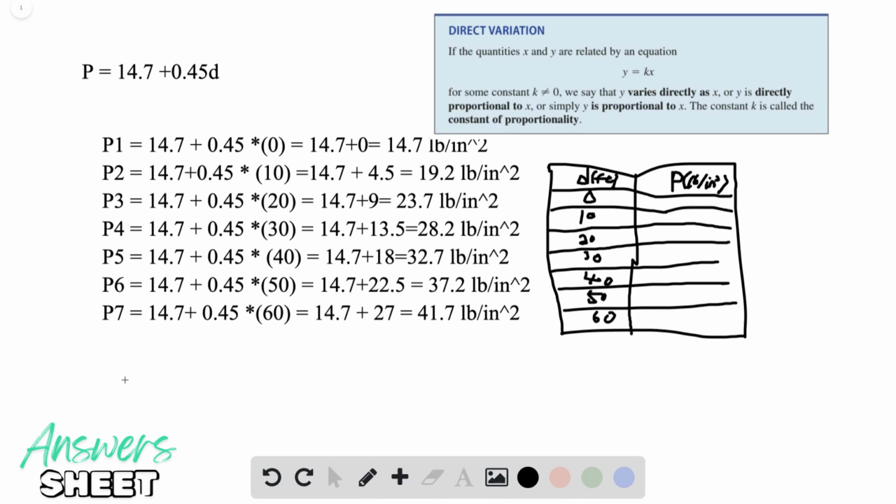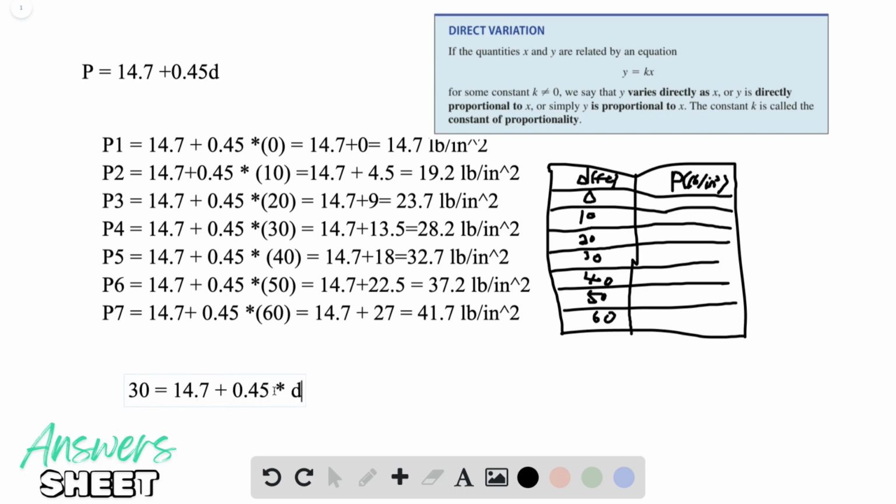And for letter B, it's asking, now if the pressure is 30 pounds per inch squared, what's going to be the depth? So the difference between the first question and the second question is that in the first question, they gave you the depth value, and you have to find the pressure. And now they give you the pressure, and we have to find the depth. So all we have to do is create a new equation here. So pressure equals 30, and that will be equal to 14.7 plus 0.45 times D.